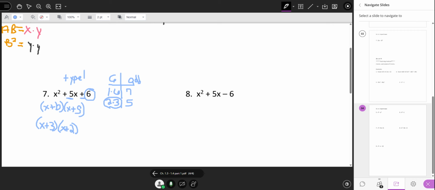So what do I do? I take my 3 and put it where big is, and I take my 2 and put it where small is. Why does this work? Well, let me go back and FOIL this. x times x is x squared. x times 2 is 2x.